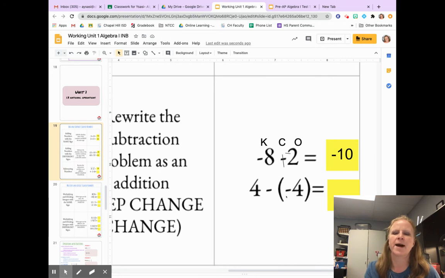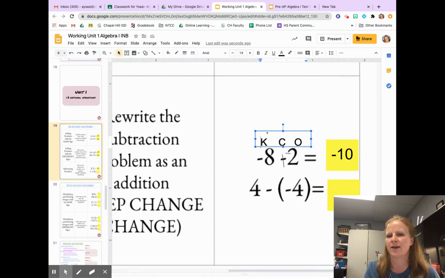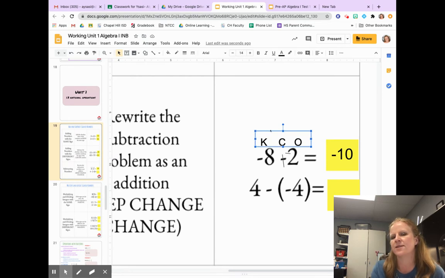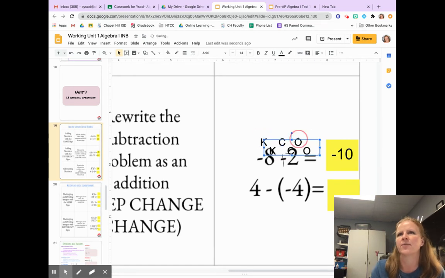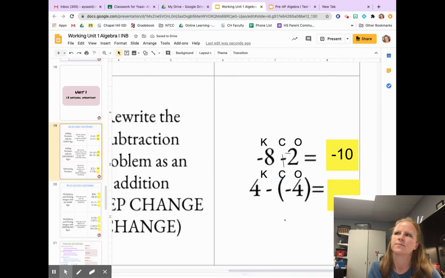Next one, 4 minus a -4. We're going to do the same thing. I'm going to copy this. I clicked on KCO. I'm going to do Control-C and then Control-V, and I'm going to bring it down to this one. So keep, change, opposite. So I'm going to do a line. Keep the 4, change minus to plus. And then I'm going to click the line again. Opposite of -4 would be +4.